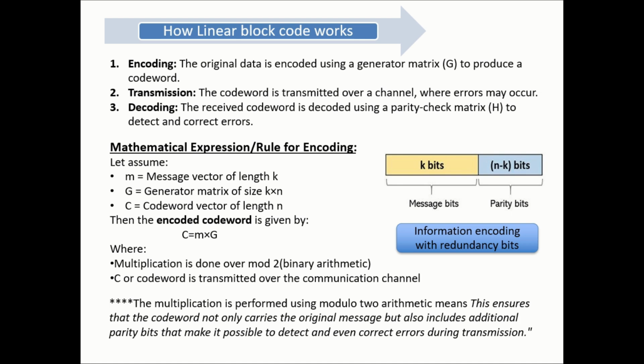This multiplication is done using modulo 2 binary arithmetic, and the code word is transmitted over the channel. Note that the multiplication is performed using modulo 2 arithmetic. This ensures that the code word not only carries the original message, but also includes additional parity bits that make it possible to detect and even correct errors during transmission. So with the original bits, it is adding parity bits. That's why the multiplication is done over mod 2.